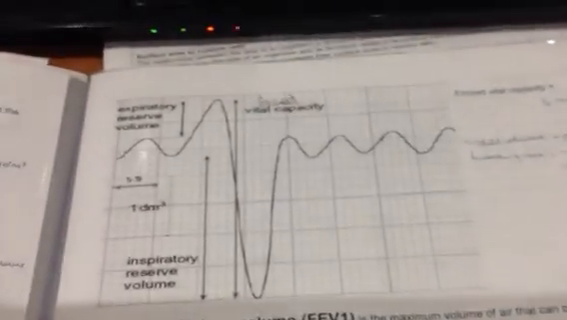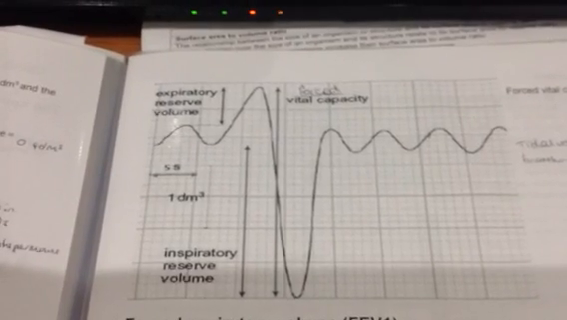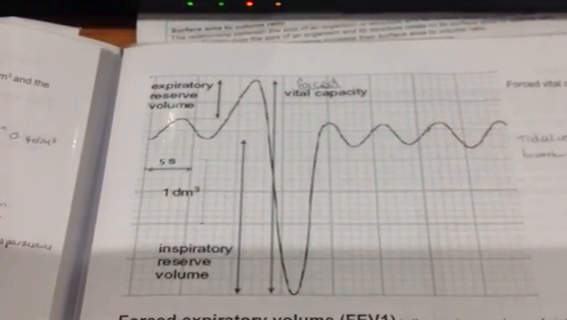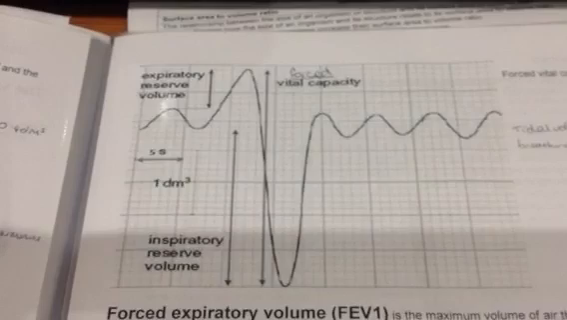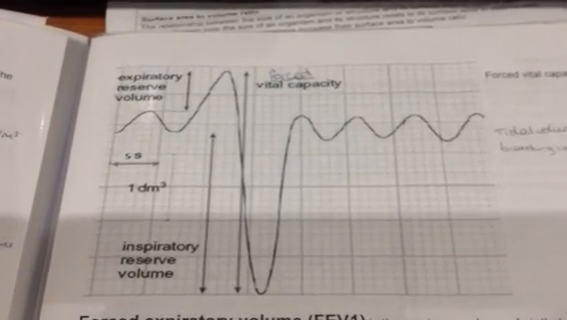Forced vital capacity is nice and easy. You're just measuring the height. Again, you can see 1 decimeter cubed is the equivalent to 10 squares. So all you have to do in your notes is work out how many squares there are for the forced vital capacity. So that's from peak to trough. And you'll get a reading of approximately 3.4 decimeters cubed.